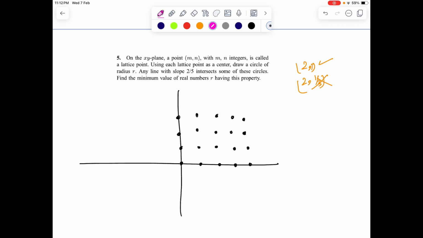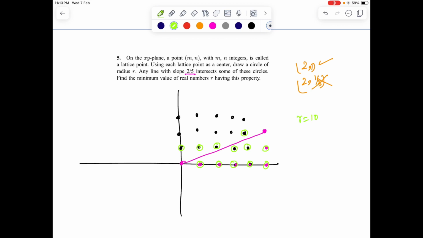Okay, so let's understand the problem. Lattice point, for example, (2, 1) qualifies, whereas (2, 1 by 3) is not a lattice point. So both coordinates have to be integers. So these are some of the lattice points which are shown. Let's take a line of slope 2 over 5. So that means we are going 2 units up and 5 units right. So 1, 2, 3, 4, 5. Run is 5 and rise is 2.